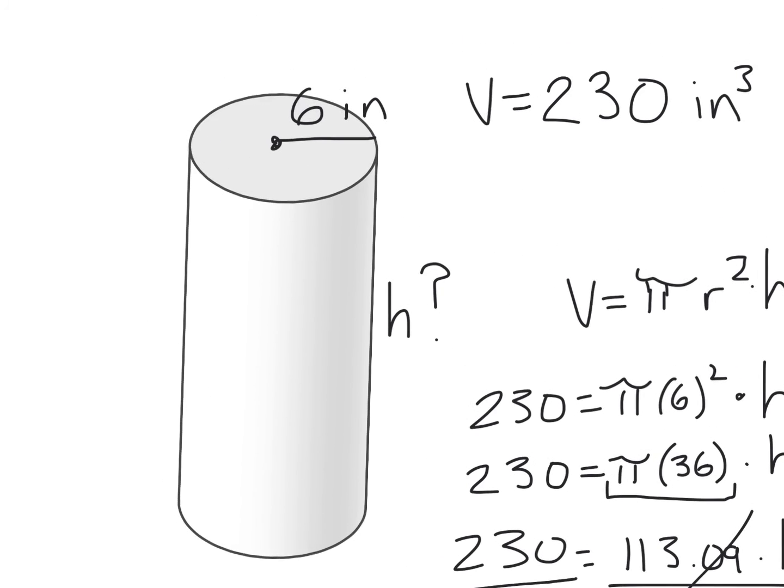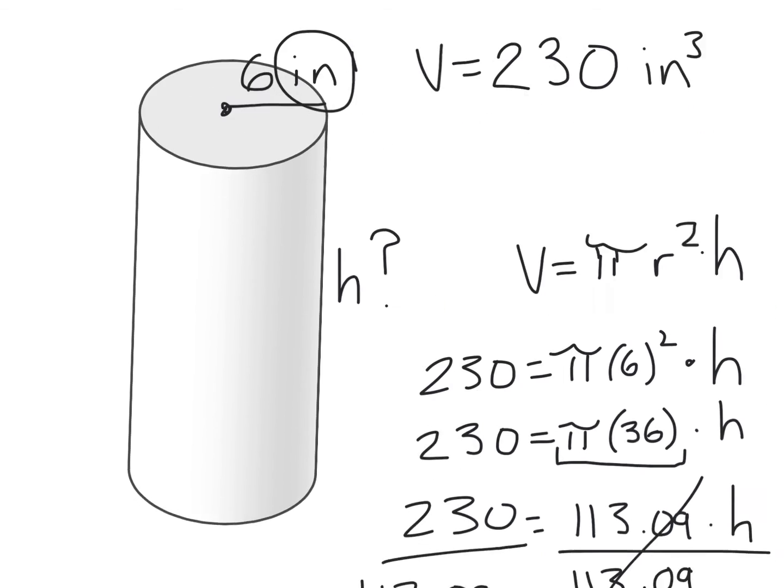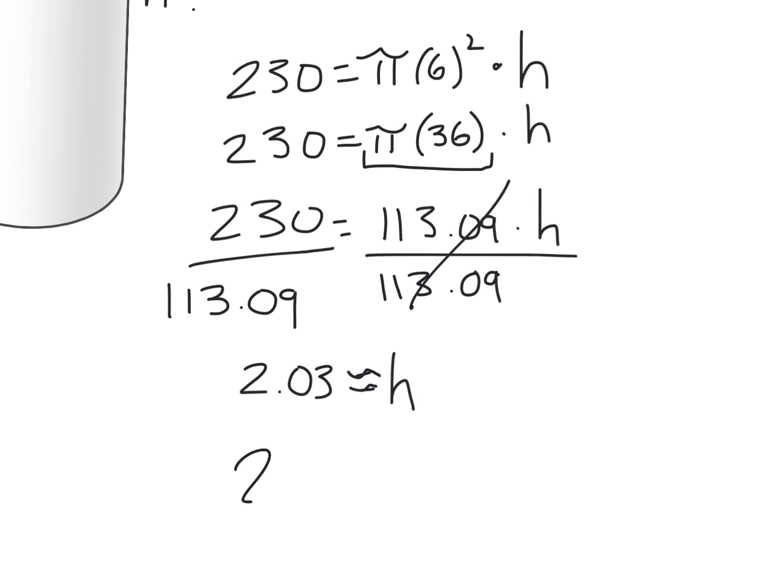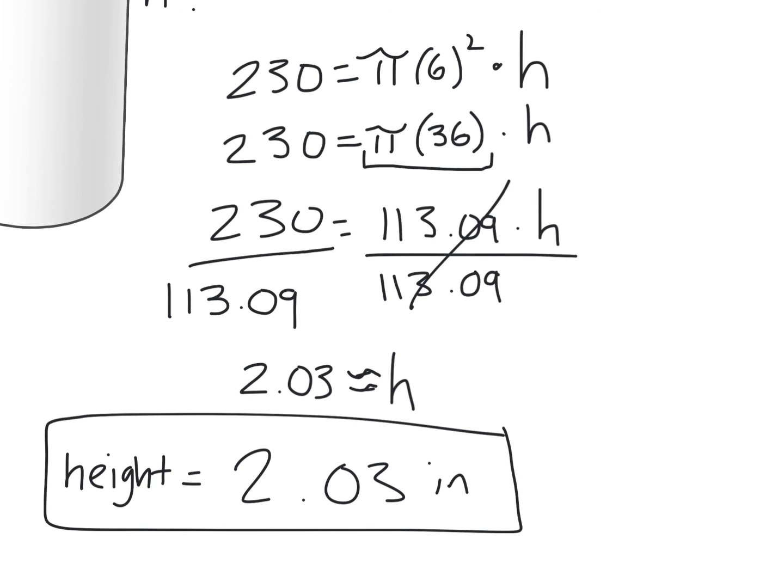And we were working with our units. These were inches, so our height would be 2.03 inches. This would be our height. So remember, anytime that you have two of these three variables, the volume, the radius, or the height, by using this equation, we can solve for the variable that we're missing. You always need to have two of them, two of the three.